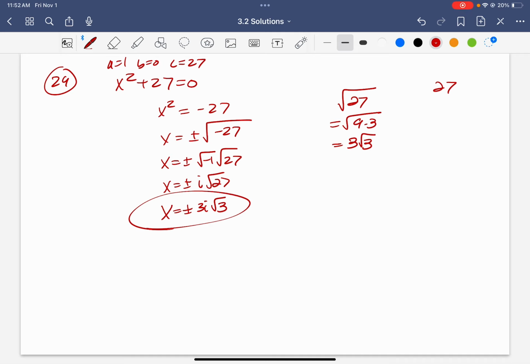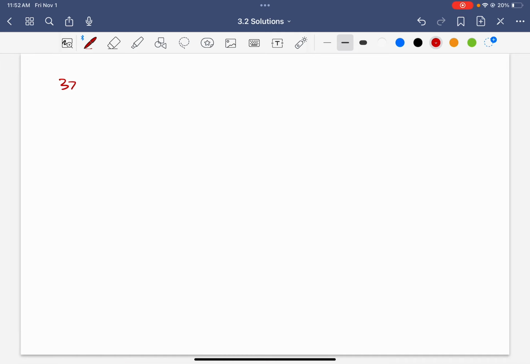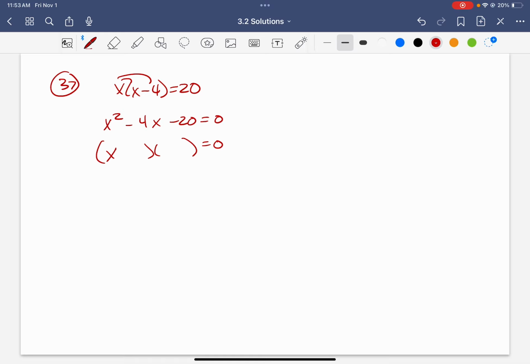Then 37 is x squared minus 4x equals 20. Again, a lot of math and science is about form. So I could use the quadratic formula. I could solve. In this case, I'd like it equal to 0 because I can factor it. I wish I could have factored it. It's not going to factor out nicely, is it?